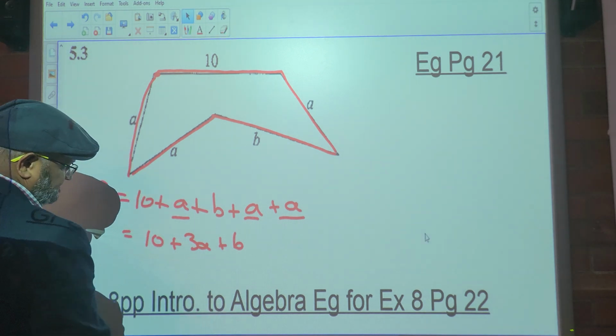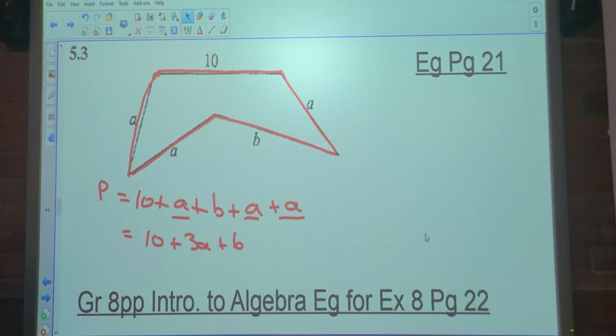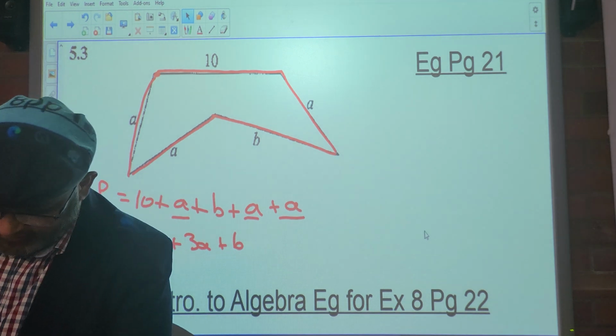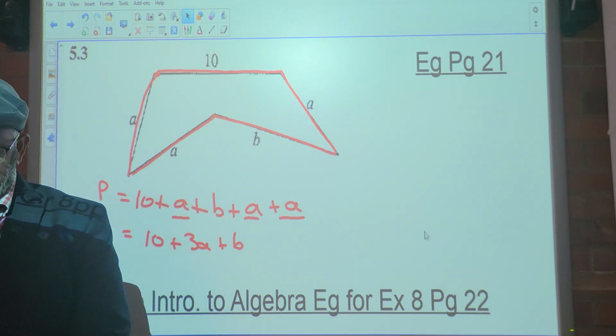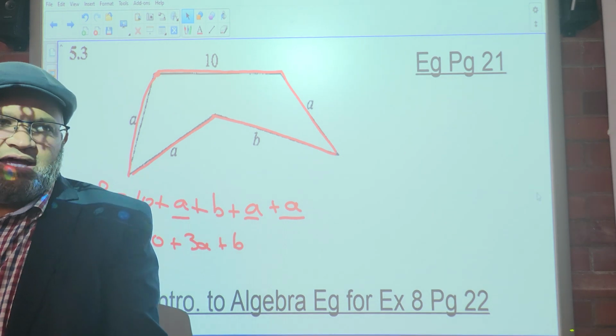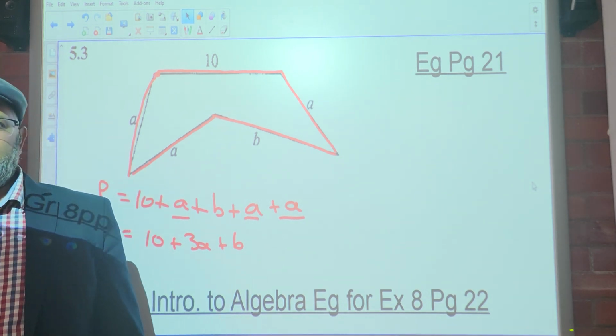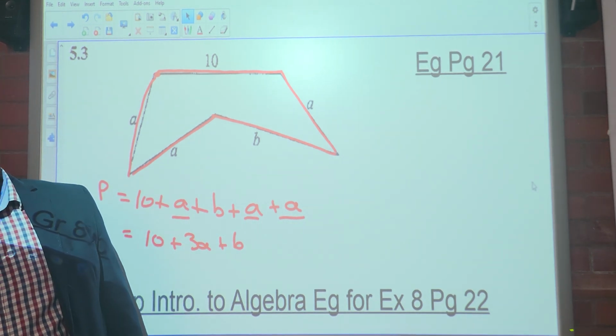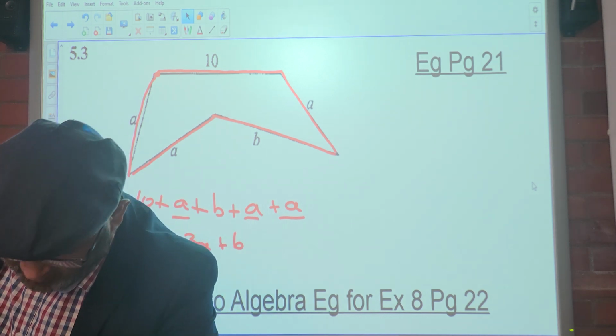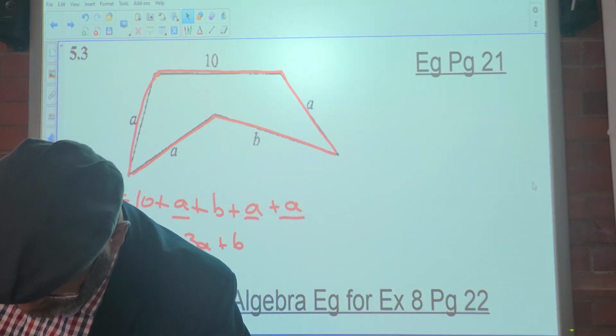Alright, so for homework I would like you guys to do exercise 8 on page 22. Okay. That basically brings us to the end of the first chapter on algebra. Definitely we'll write a test soon. So your work is exercise 8 on page 22.